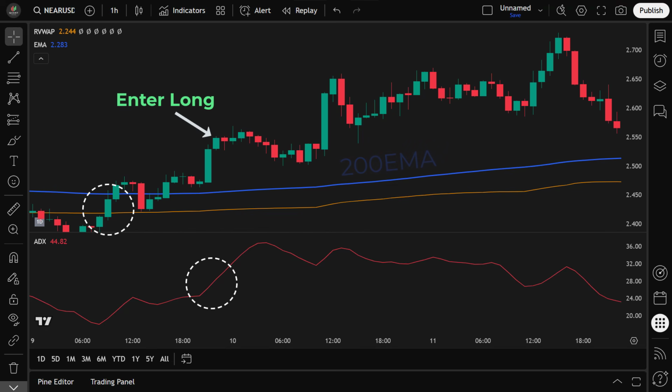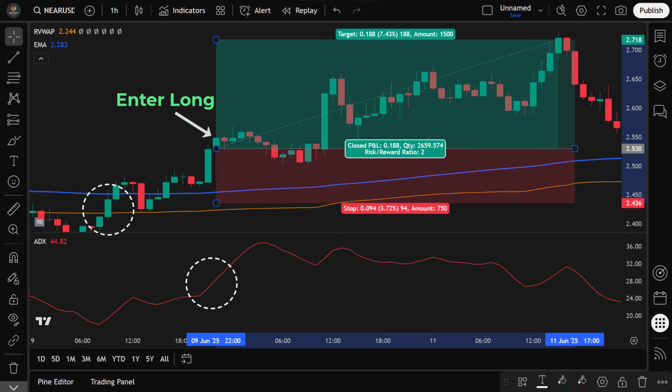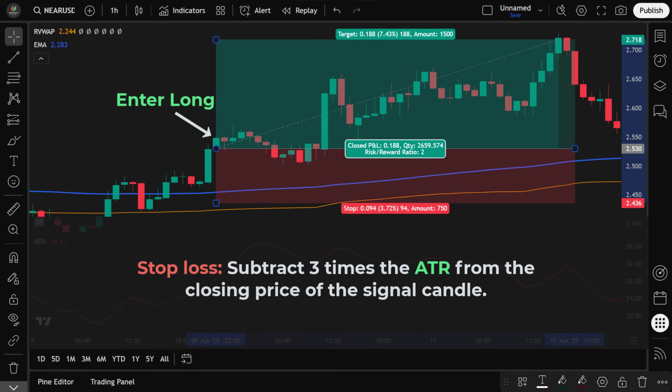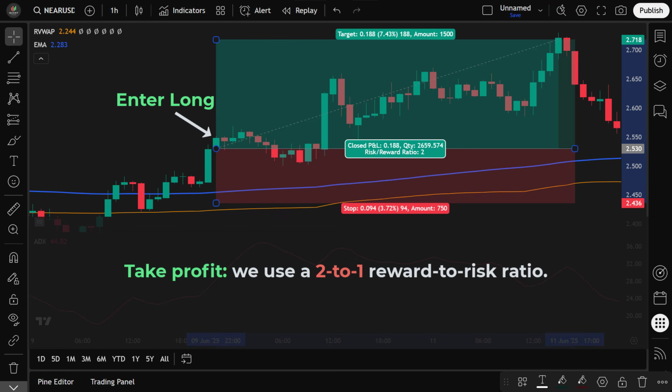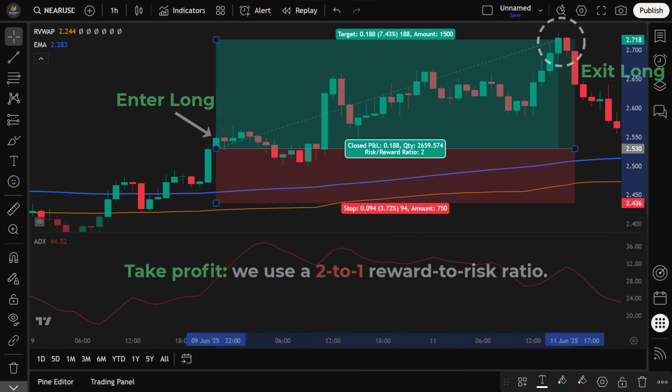After entering, we set the stop loss just below the low of the signal candle. To give the trade some breathing room and avoid being stopped out by normal market fluctuations, we subtract 3 times the average true range, ATR, from the closing price of the signal candle. For our take profit, we use a 2-to-1 reward-to-risk ratio. This means that once the price hits our target level, we exit the trade and secure the profits.